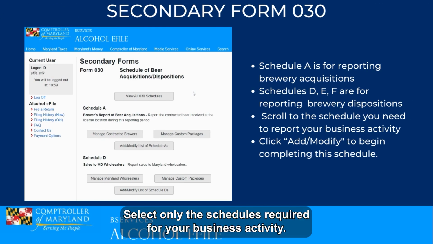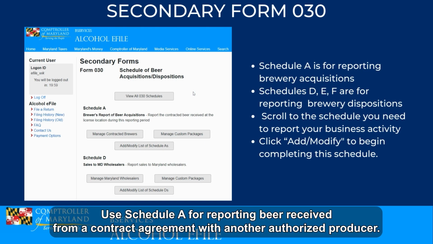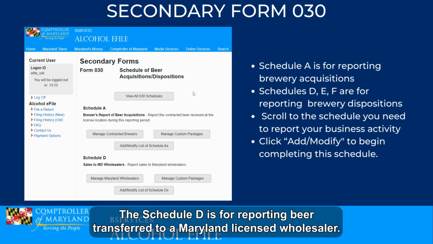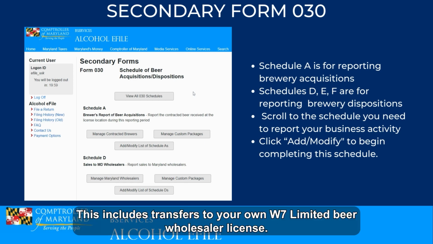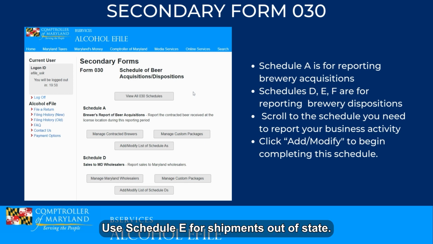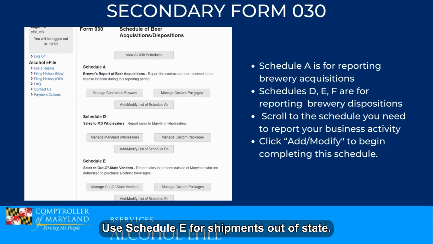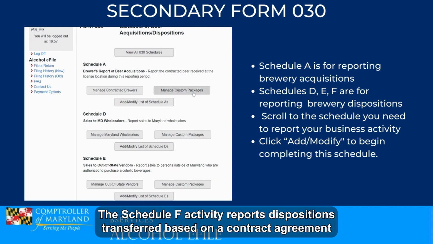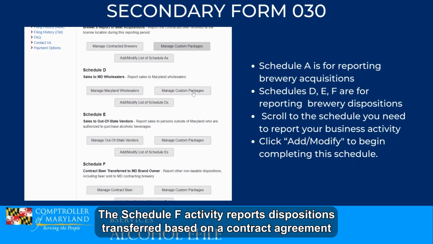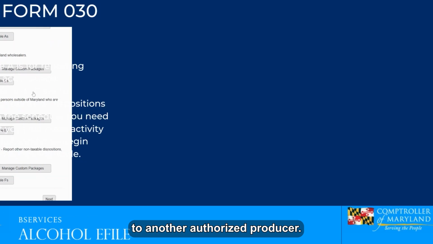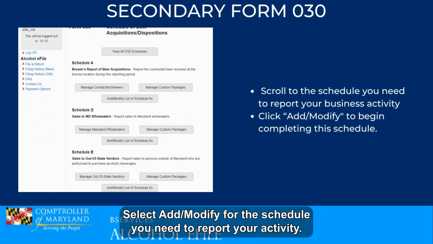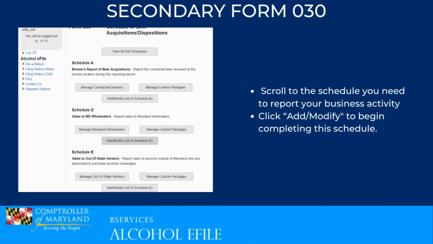Select only the schedules required for your business activity. Use Schedule A for reporting beer received from a contract agreement with another authorized producer. The Schedule D is for reporting beer transferred to a Maryland licensed wholesaler. This includes transfers to your own W7 limited beer wholesaler license. Use Schedule E for shipments out of state. The Schedule F activity reports dispositions transferred based on a contract agreement to another authorized producer. Select Add/Modify for the schedule you need to report your activity.